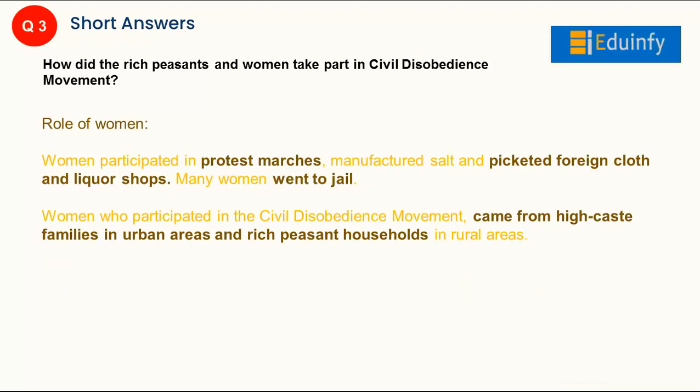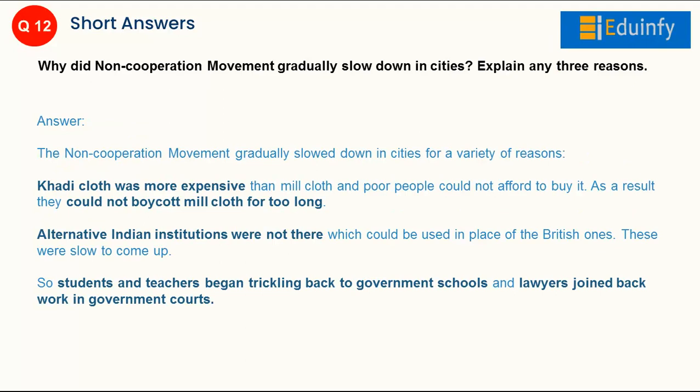Role of women: women participated in protest marches, manufactured salt, and picketed foreign cloth and liquor shops. Many women went to jail. Women who participated in the civil disobedience movement came from high caste families in urban areas and rich peasant households in rural areas.